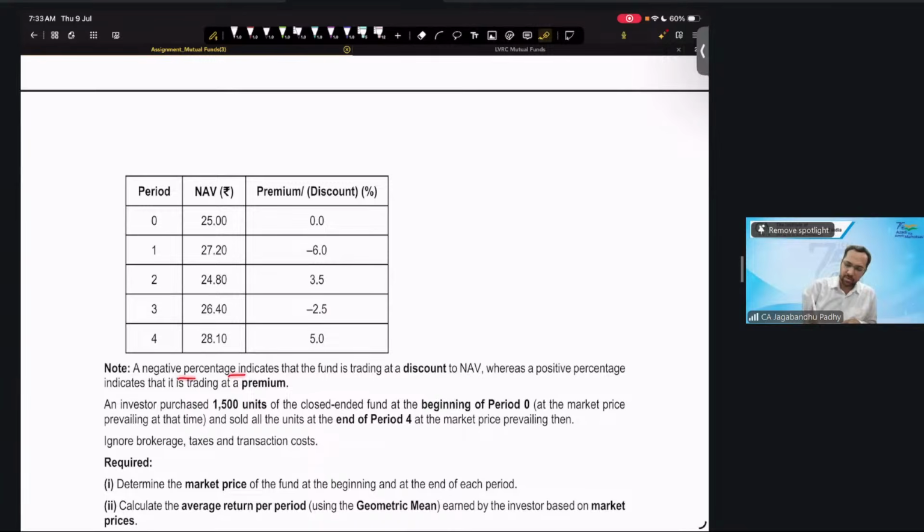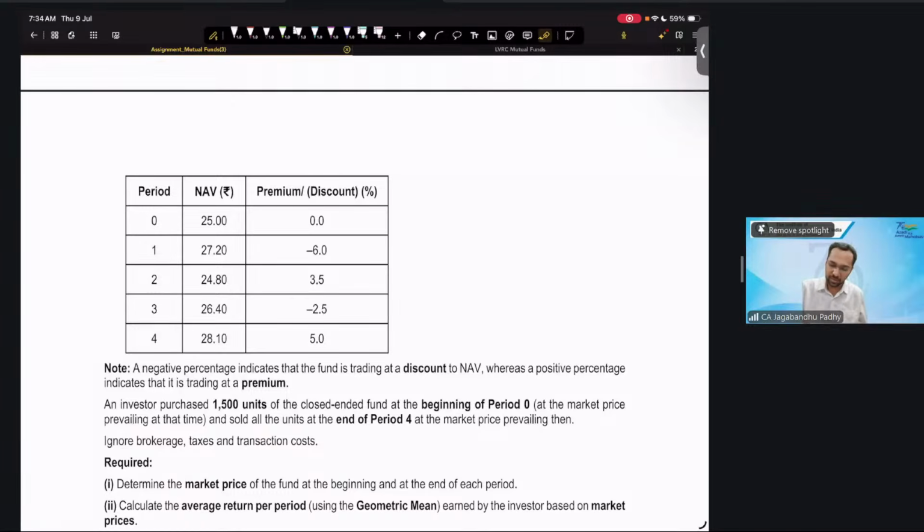Now, a negative percentage indicates that the fund is trading at a discount to NAV, whereas a positive percentage indicates that it's trading at a premium. An investor purchased 1,500 units of a closed-ended fund at the beginning of period zero, at the market price prevailing at that time, and sold all units at the end of period four at the market price prevailing then.